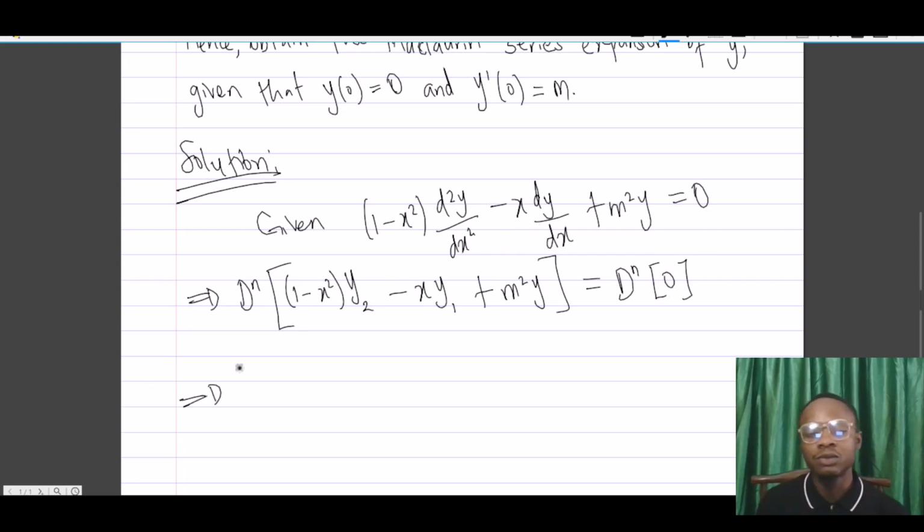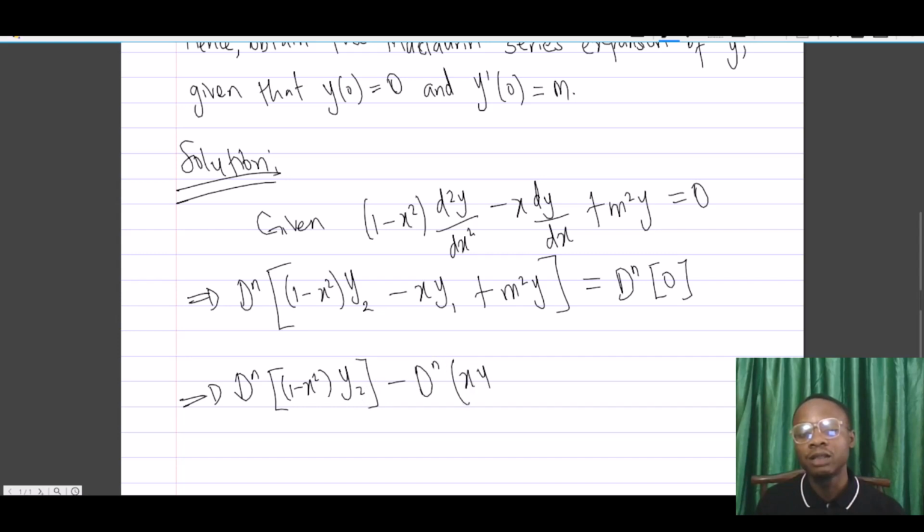And from this, we know that the derivative of a sum of two or more functions is equal to the sum of their individual derivatives. So this is going to be equal to the nth derivative of (1 minus x squared) multiplied by the second derivative, minus the nth derivative of x multiplying the first derivative, plus the nth derivative of m squared y. So m squared is a constant, so we can move that out of the derivative. That will be m squared multiplying the nth derivative of y. And the nth derivative of 0 is a constant, whatever derivative we take is just zero.